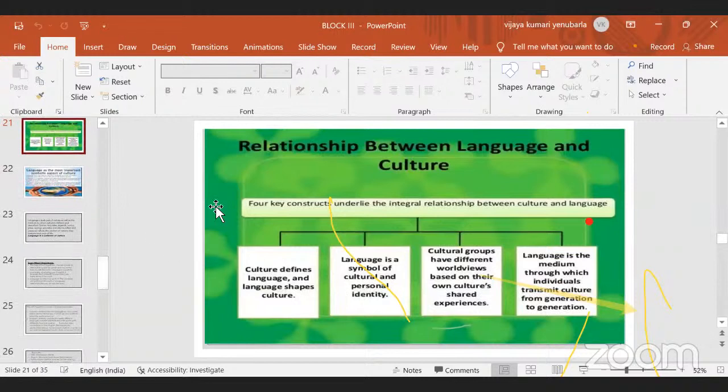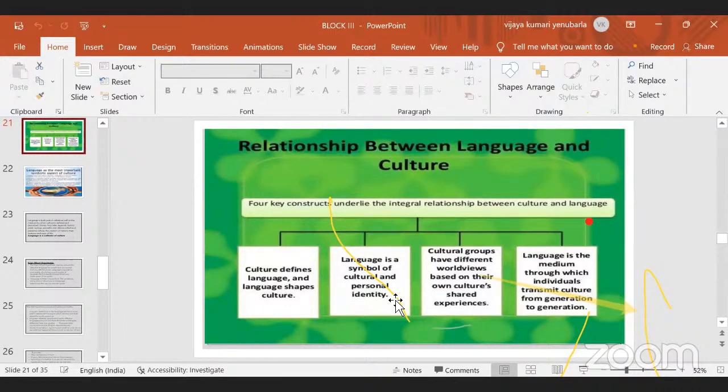And in the next unit, you have the relationship between language and culture. So what is the relationship between language and culture? We have already discussed: culture defines language and language shapes culture. Remember the statement. Language is a symbol of cultural and personal identity.